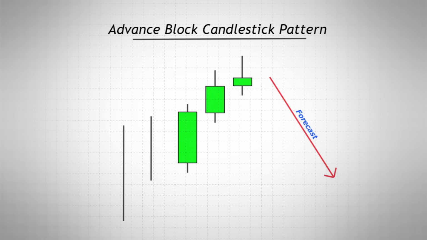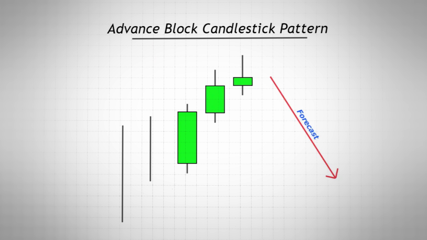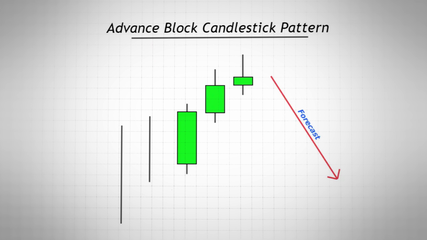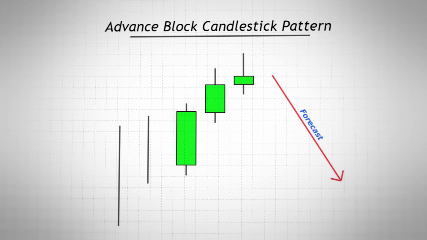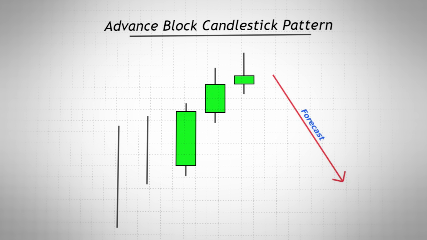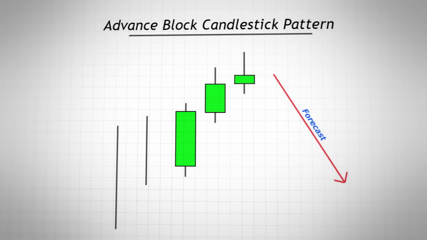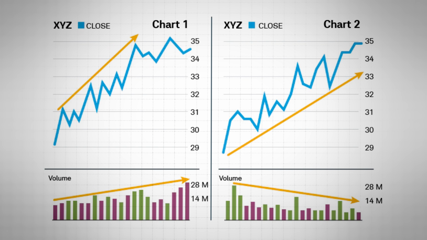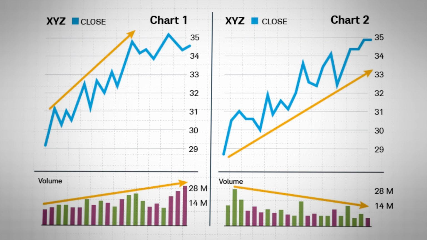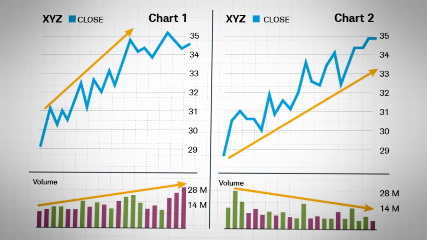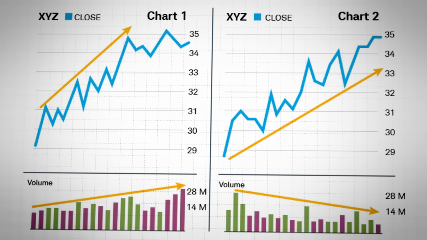Now, the advance block is another common candlestick pattern you see in the crypto market. It consists of 3 green candles with large bodies, with the body of the second candle being smaller than that of the first candle, and the body of the third candle being smaller than that of the second candle. What this tells you is that bullish momentum is running out of steam, and that a bearish reversal is imminent. The caveat is that it's a good idea to double-check that the trading volume reflects this. If trading volume is increasing throughout the pattern, then it may not play out as expected.